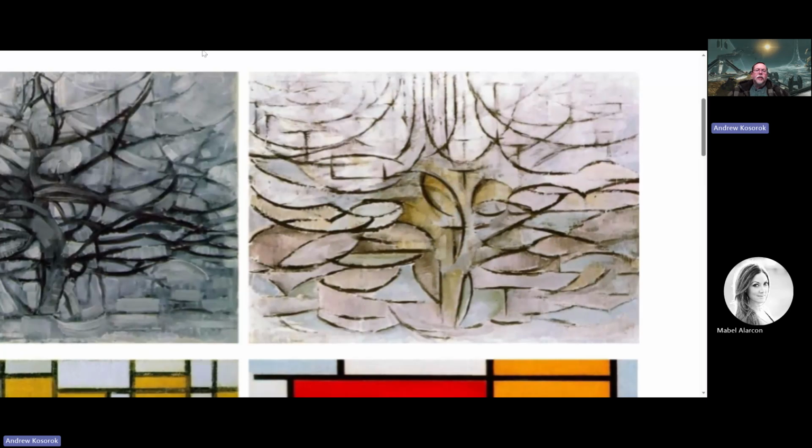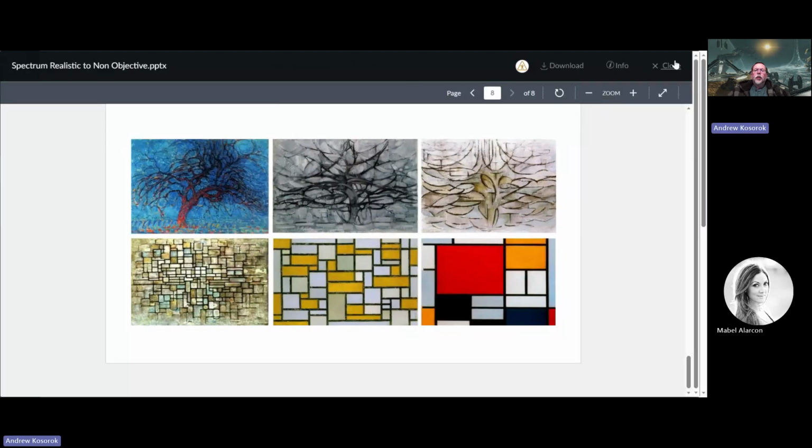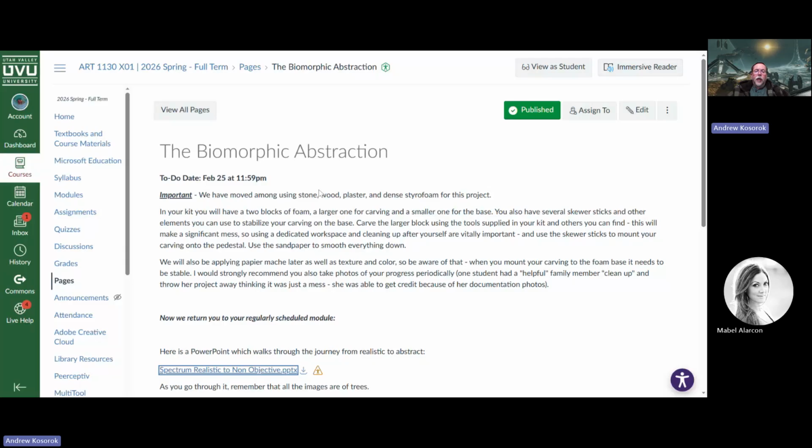And as you are working on your biomorphic abstraction carving, I want you to be thinking about those kinds of shapes. We don't have a lot of time, but this is me working with the block. And instead of trying to make anything, I'm not trying to make a little dog or a poodle or anything like that. What I'm actually doing is carving forms that are inspired by the natural world.